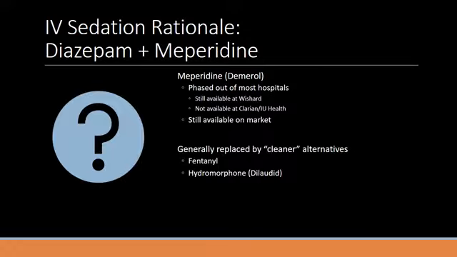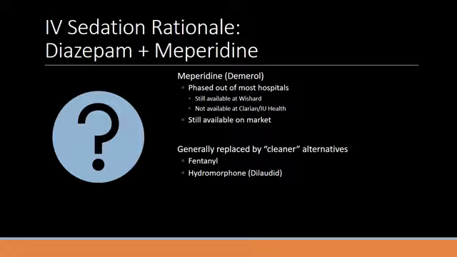And that's really why fentanyl and hydromorphone are so nice, because they're so clean, they don't have active metabolites, and they've got a relatively quick onset. Both of those agents have an onset of about a minute to 2 minutes, with a peak effect of about 3 to 5 minutes.